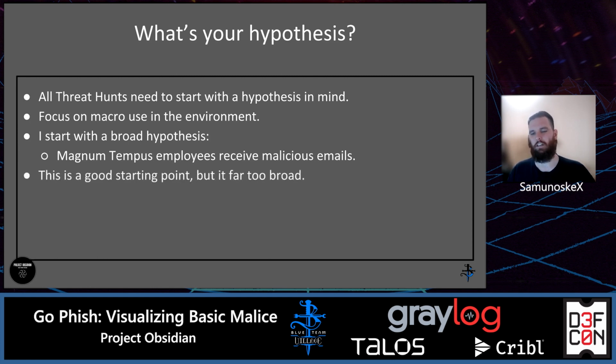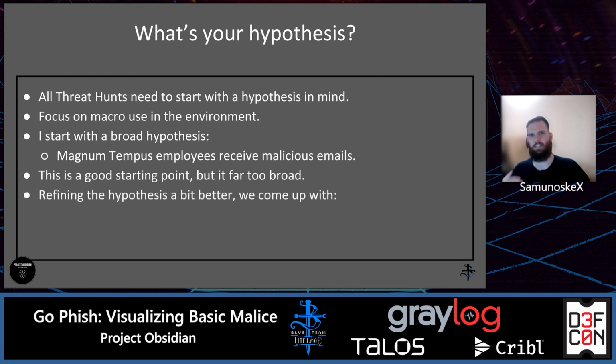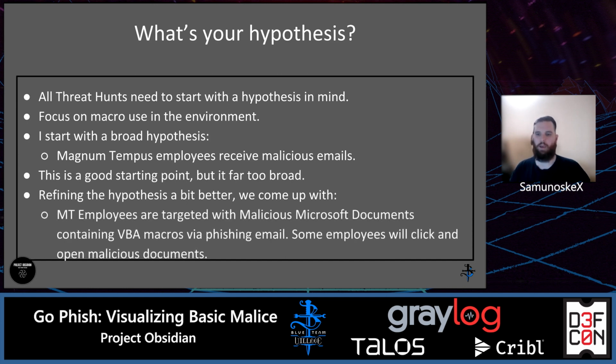This is a good starting point, but it's far too broad, because malicious emails, yes, we will get that, but we need to refine that hypothesis to be a little more direct. So let's refine, and what we come up with is: Magnum Tempus employees are targeted with malicious Microsoft documents containing VBA macros via phishing email. And we're going to presume that some employees will download and open and detonate these malicious documents.